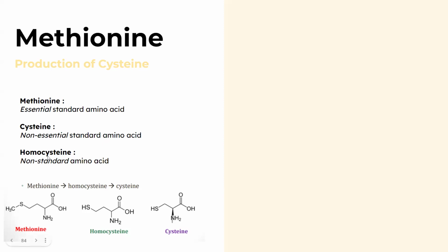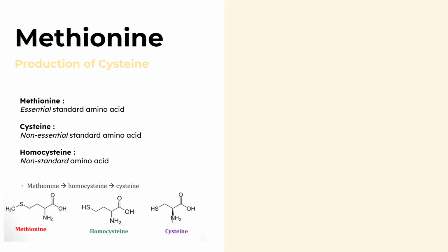Okay, and then we have homocysteine. Now, homocysteine is a non-standard amino acid. I've been saying standard. What does standard mean? How does it differ from a non-standard amino acid? When we say non-standard, that means it does not make up proteins. And normally when you take a protein and you break it apart, it's made up of amino acids, right?